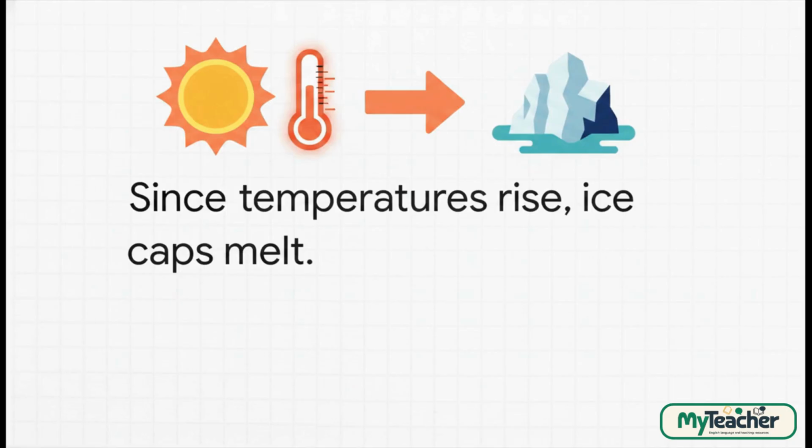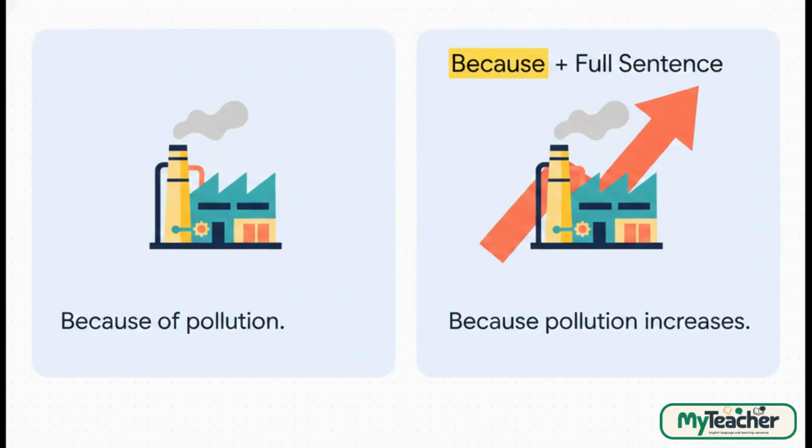Since temperatures rise, ice caps melt. Notice the word since. What comes right after it? Temperatures rise. We have our subject, temperatures, and our verb, rise. It's a complete sentence. It's really important to see the difference between these two rules. On one hand, we use just a noun, because of pollution. On the other hand, we use a full sentence, because pollution increases. Just keep this simple difference in mind.